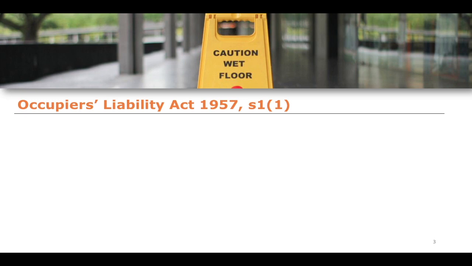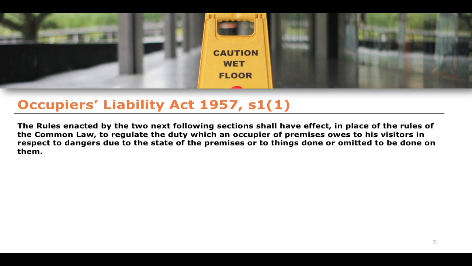So let's begin then with the first part of the 1957 Occupiers' Liability Act, Section 1, Subsection 1. It says here that, quote, the rules enacted by the two next following sections shall have effect in place of the rules of the common law. So if you remember back, the previous lesson talked a little bit about the ways in which the Occupiers' Liability Acts codified in statute the previously existing rules in the common law.